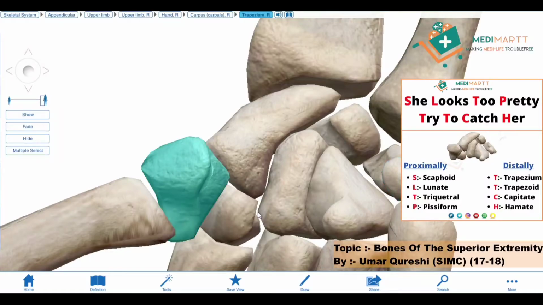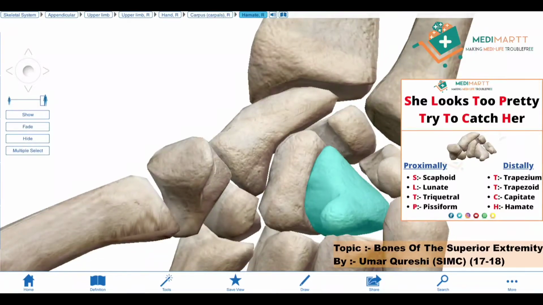Then the same goes in the distal direction, that is, "try to catch her." In "try", T stands for the trapezium, then in "to", T stands for the trapezoid, then in "catch", C stands for the capitate, and in "her", H stands for the hamate. So these are the carpal bones.